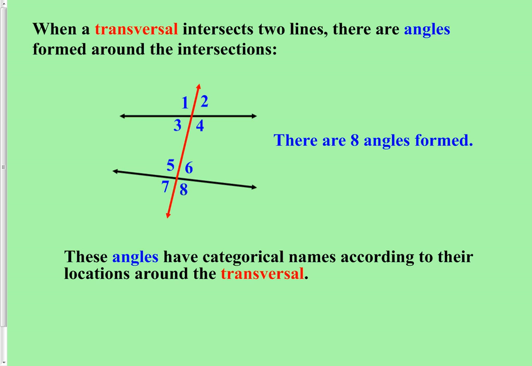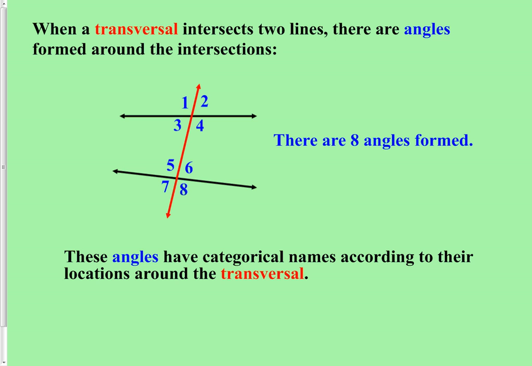When a transversal intersects two lines, there are angles that are obviously formed around the intersection. And as a matter of fact, every time two lines run into each other, we end up with 4 angles that are formed. So when you have a transversal, you're going to get a minimum of 8 angles that are formed. And there they are, 1, 2, 3, 4, 5, 6, 7, and 8.